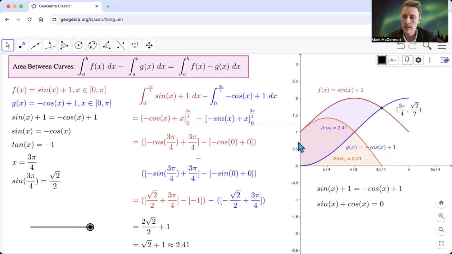Finding the area between 0 and 3 pi on 4 of this function is the same as finding the area between sine x plus 1 and negative cos x plus 1. And I encourage you to think about why that might be the case. So something to think about. But hopefully that's an introduction and a nice example for finding the area between curves.